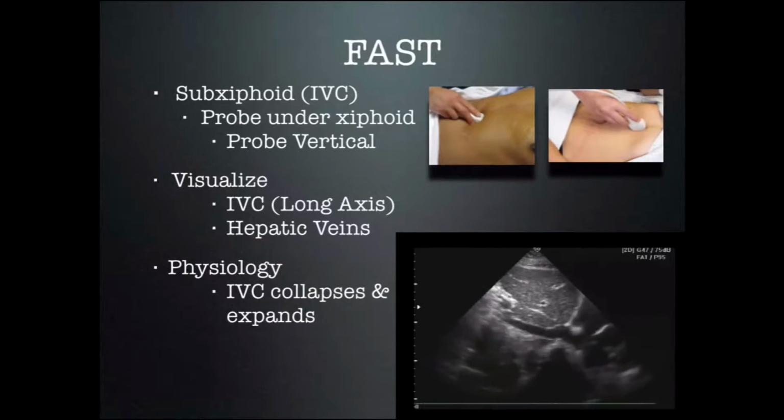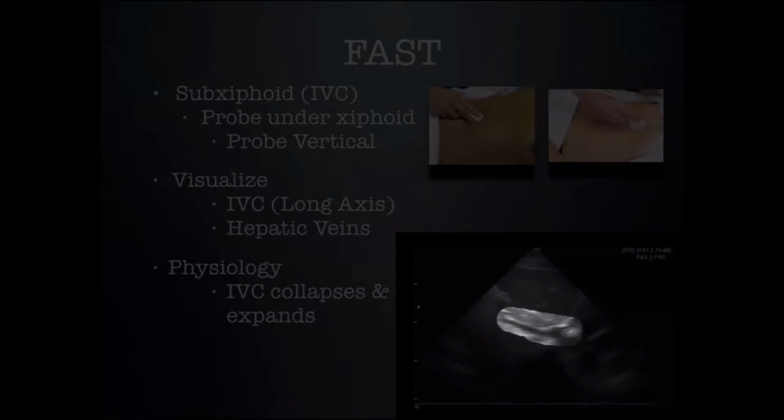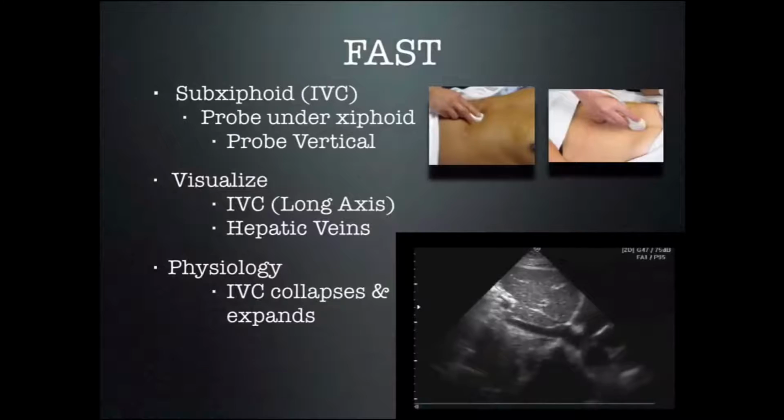To obtain the IVC, we rotate our probe north-south, up and down the body, and look posterior towards the spine. And we see the IVC is this thin black line, could be a thick black line, running posterior to the liver into the right atrium of the heart. The IVC dilates and collapses with respirations, and we can use this to gauge the central venous pressure.